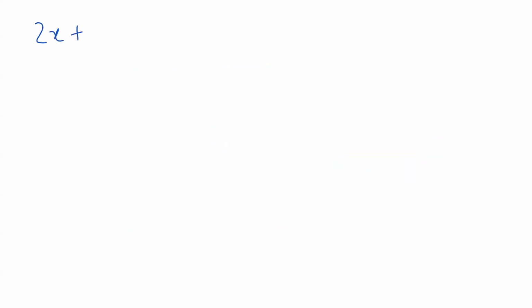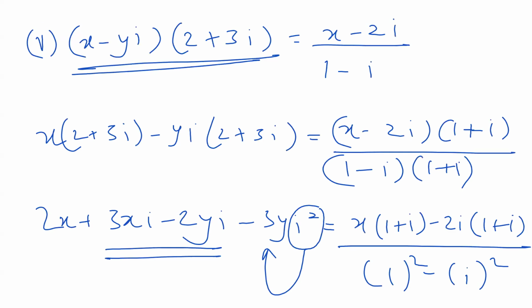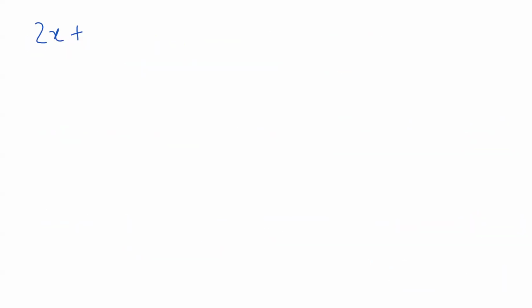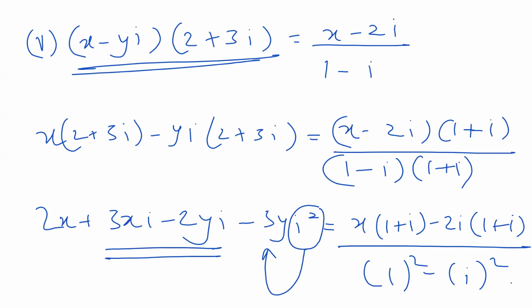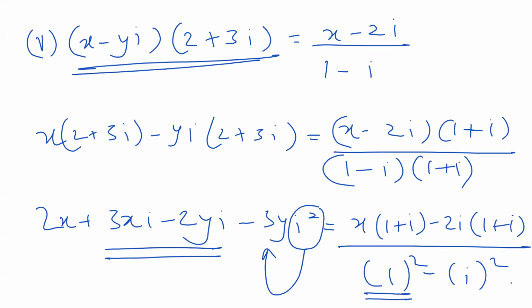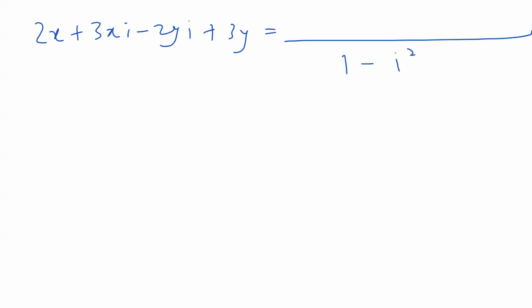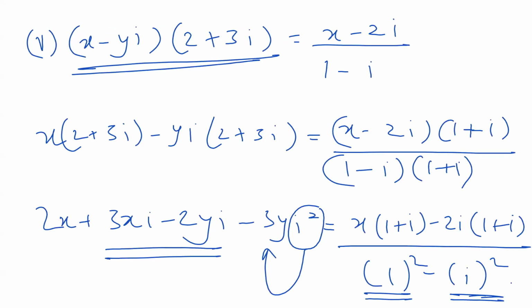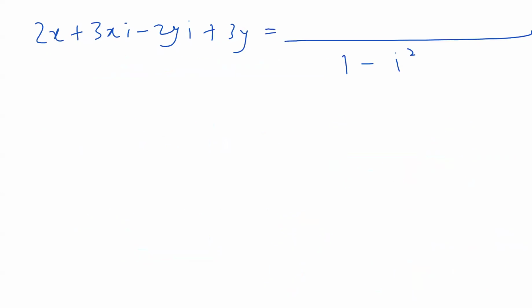Okay, so 2x + 3xi - 2yi + 3y is equal to, on the right-hand side, (1 + i)² is 1 minus i²... so this is 1 minus i². At the top in the numerator, we have x + xi - 2i - 2i².